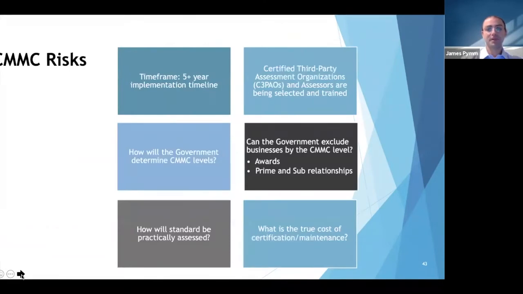So to cover the risks, and we're going to also touch back on a few topics, including costs. So first, risk time frame. Obviously, they're rolling this out over 5 years. COVID has already pushed it to the right a little bit.